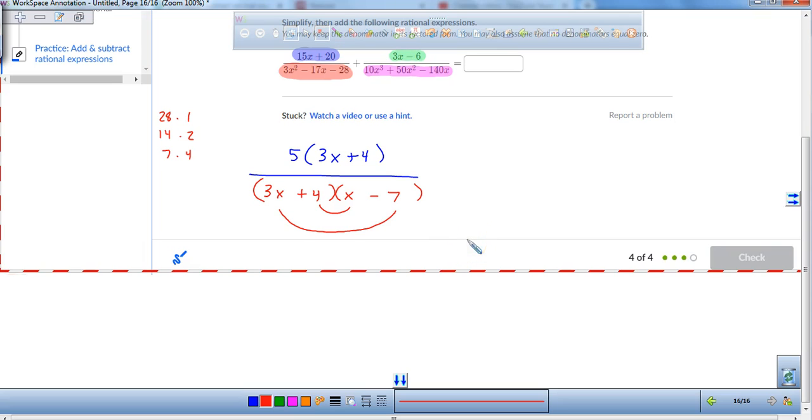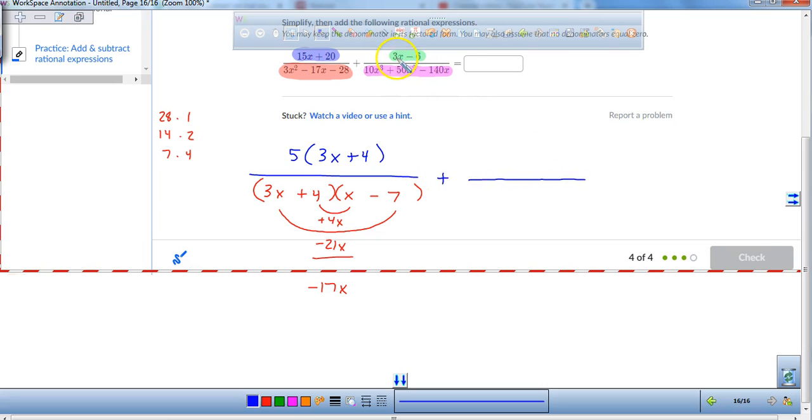And this is where you have to really understand the FOIL method when you're factoring. Because when I multiply 3x times a negative 7, that's negative 21x. And when I multiply 4 times x, that's a total of 4x. When you add those together, you get negative 17x, which is what we need in the middle. So I know I factored this correctly. That's really going to help us in this particular problem, because do you see this 3x plus 4 and this 3x plus 4? I'm going to be able to cancel those out. I would not have known that I could do that if I didn't know how to factor. Right? So I'm going to put plus.